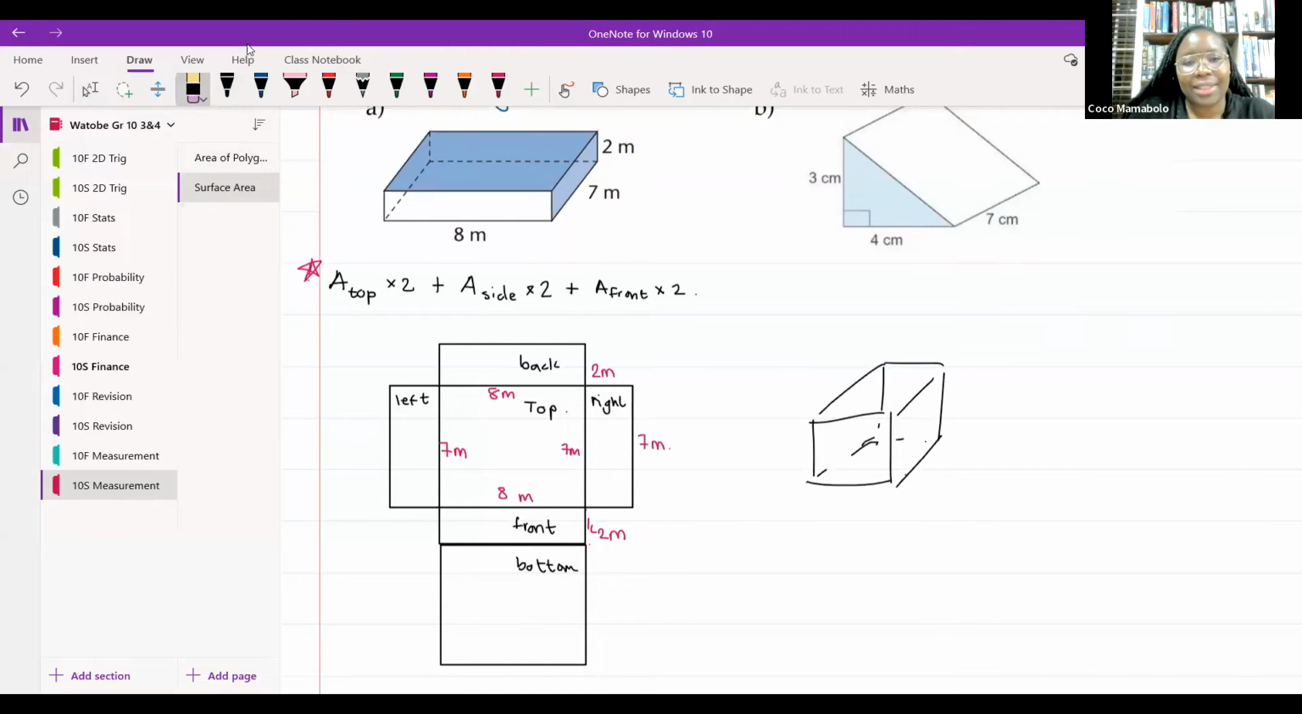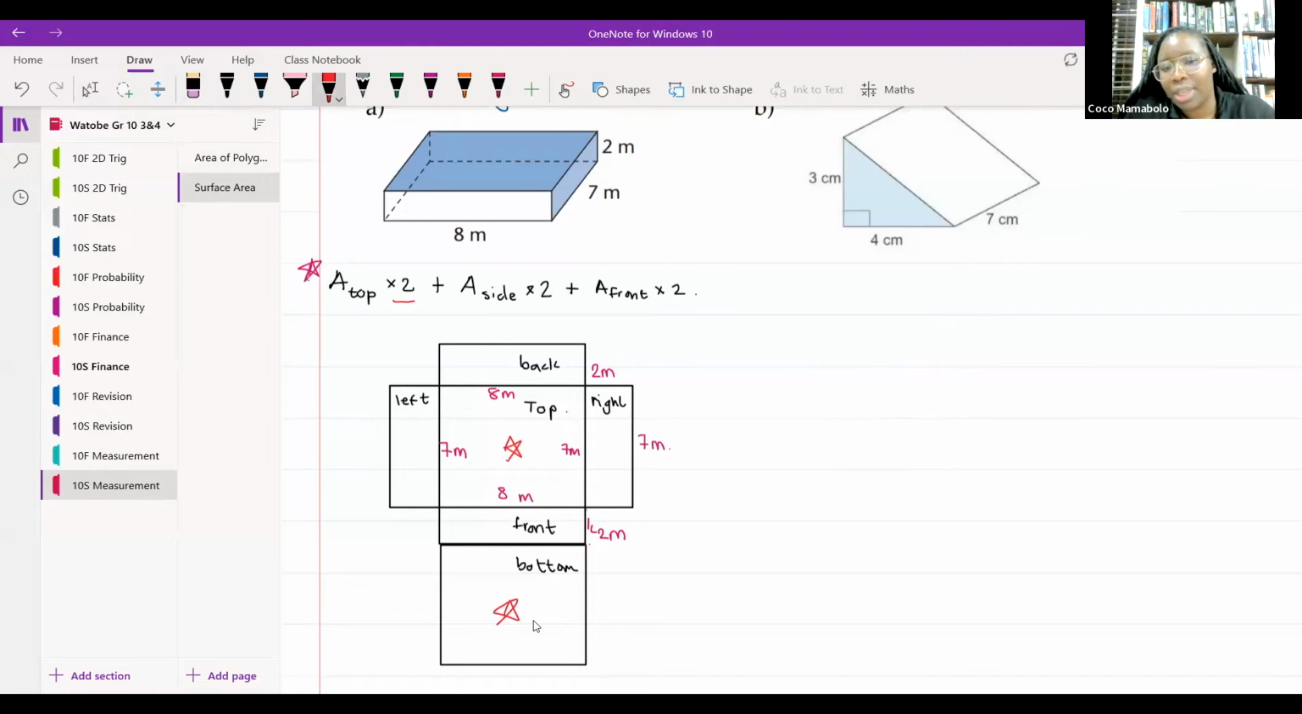But in this case, because they all have different dimensions, we're going to calculate the area of the top. I know that the top and the bottom look the same, so I'm going to calculate the area of the top times 2. I know that the sides are going to be the same, so I'm going to calculate the area of one side times 2. And I know that the front and the back are the same, so I'm going to calculate the area of the front times 2. Does that answer your question, Akwando?